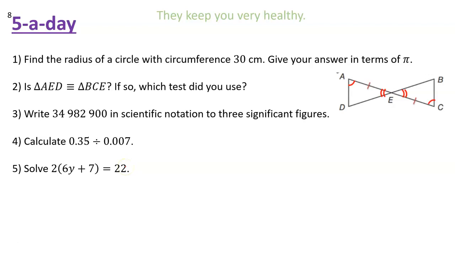So, we want to find the radius of a circle. It's got a circumference of 30. So, of the two formulae for the circumference, we've got 2 pi r and we've got pi d. We want the one with an r because we're finding the radius. So we write c equals 2 pi r. We substitute in what we know. We know that the circumference is 30.